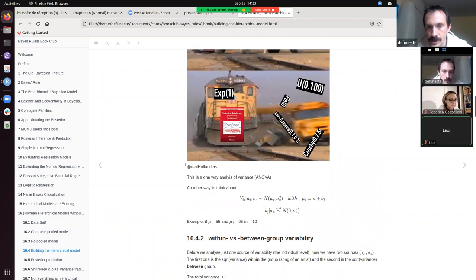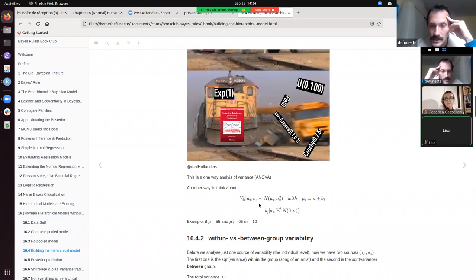So I stole this meme from this guy. This is one way, this also corresponds to what we sometimes call a one-way analysis of variance, or ANOVA, to relate to other statistical analyses you may have done. It's the same idea: when you do an ANOVA, you are comparing the mean between groups, and the mean and the standard deviation, obviously.